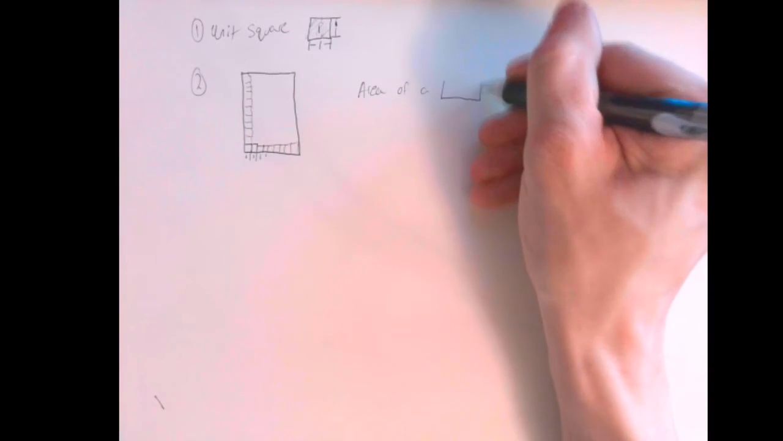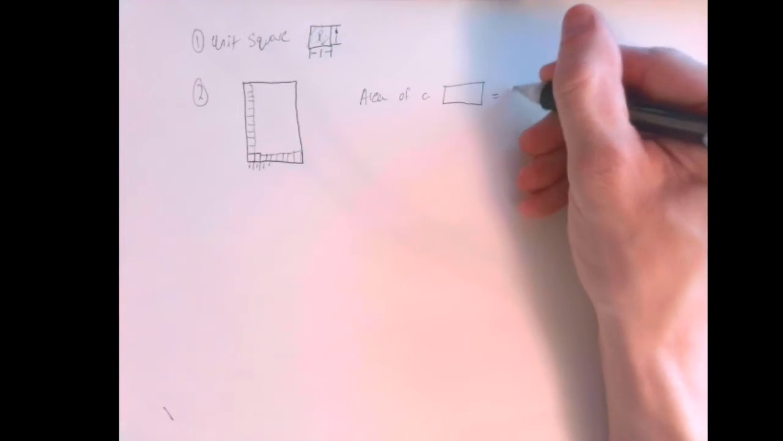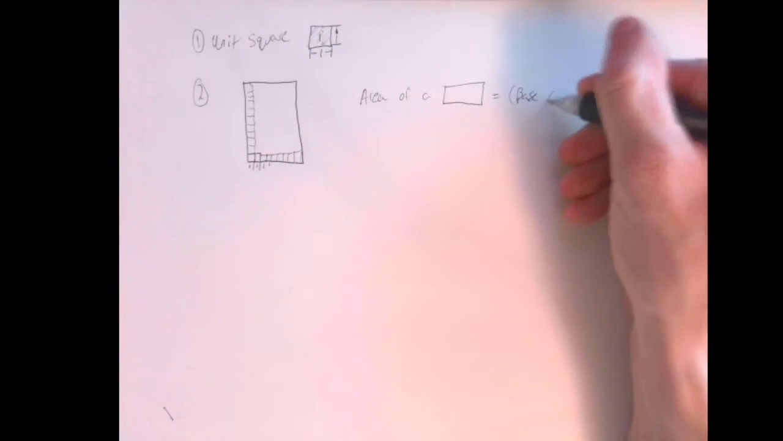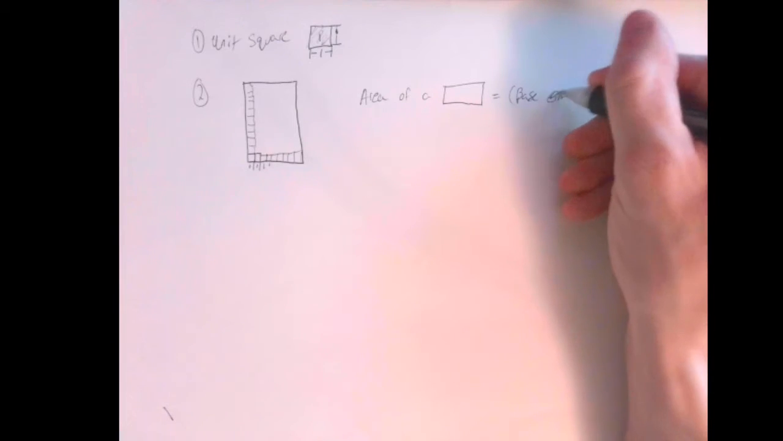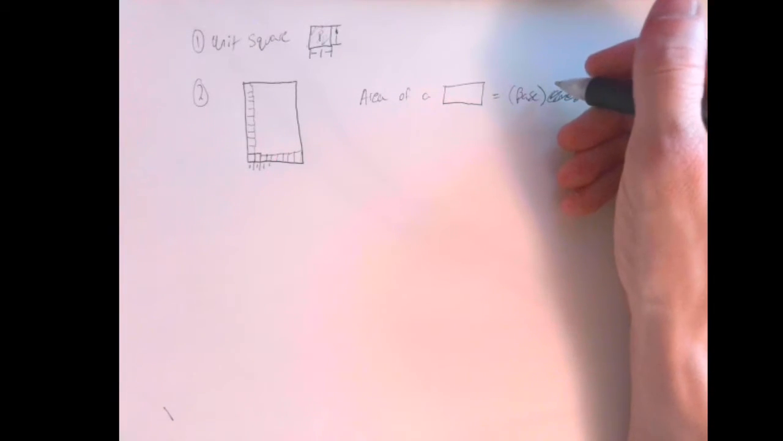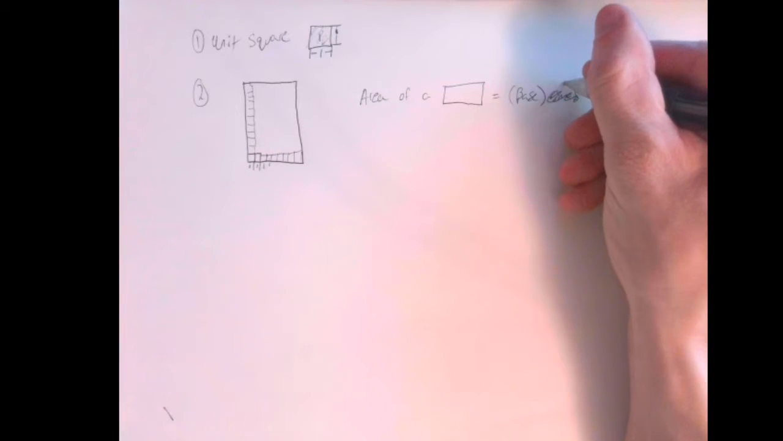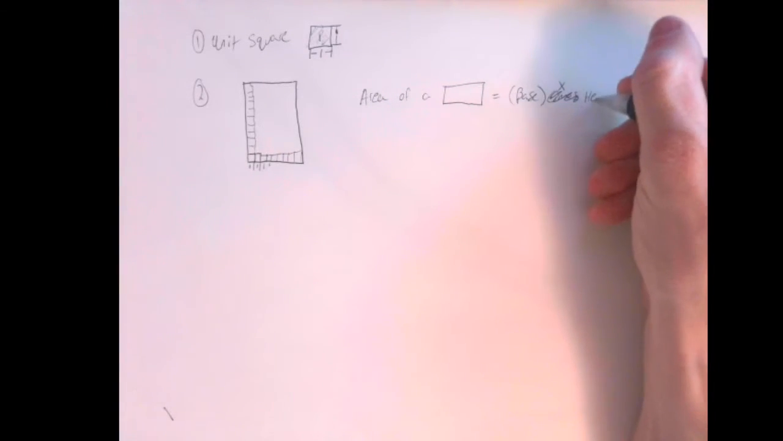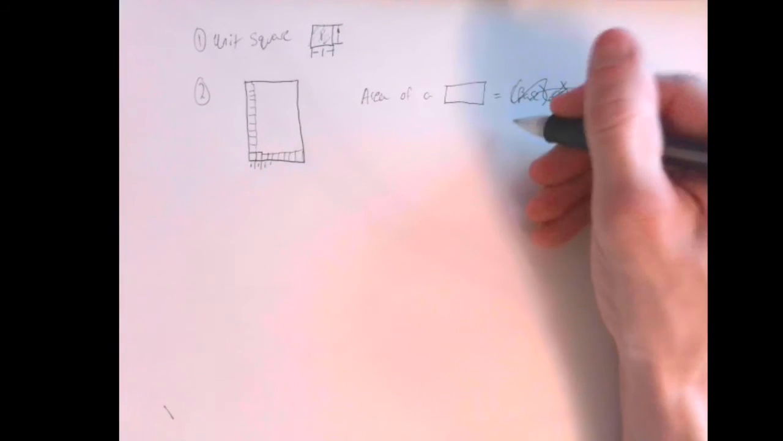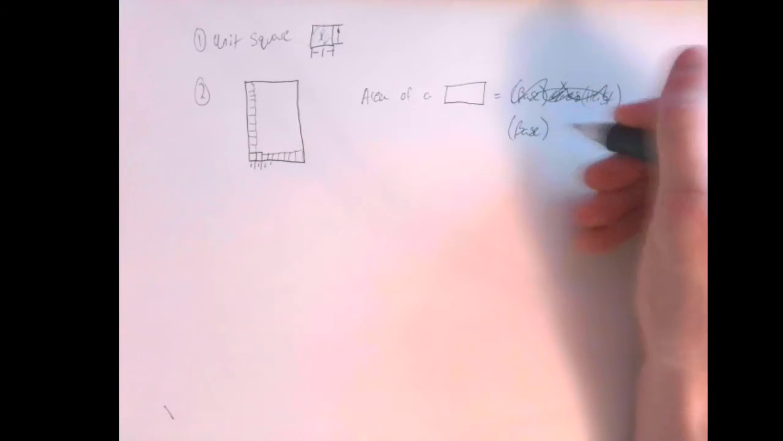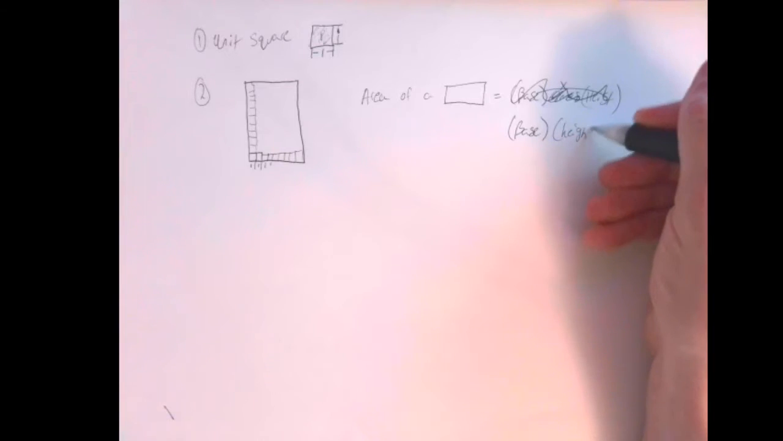Because the area of a rectangle equals base multiplied by height. Yeah, I'm actually going to write it like this. Height. Like that. It's the same thing, it's just a different way of writing it.